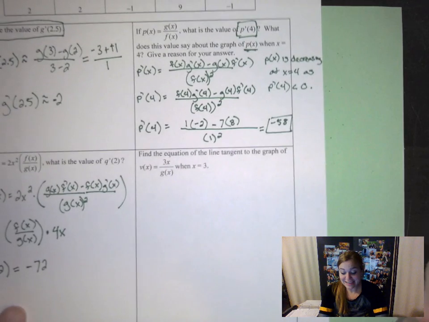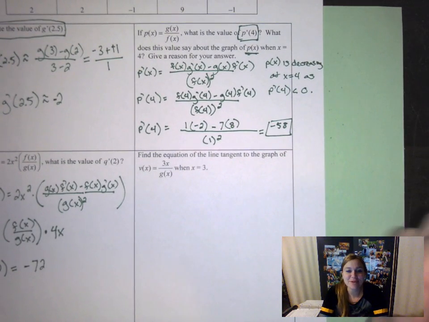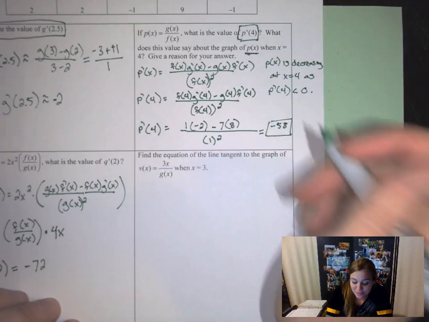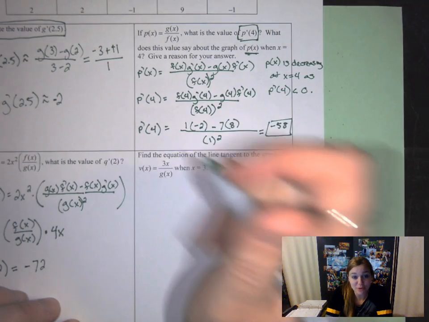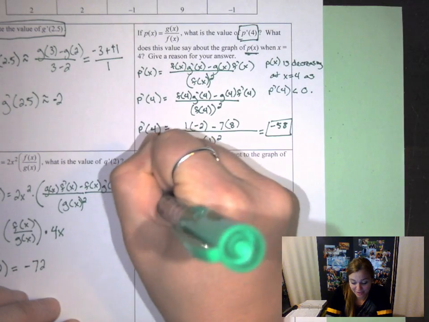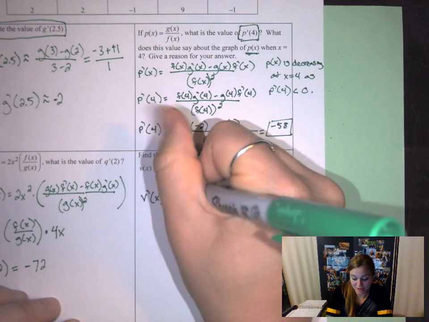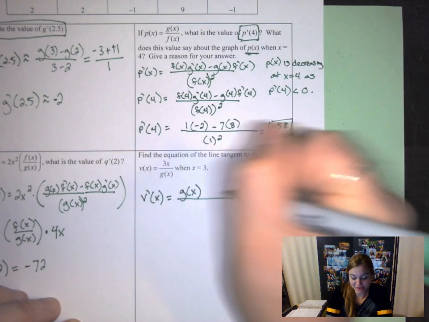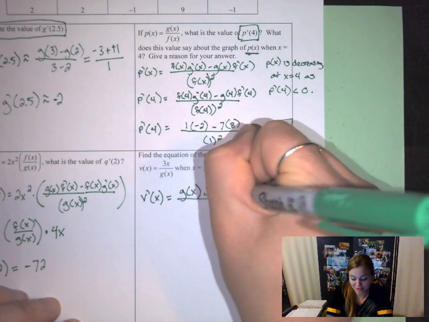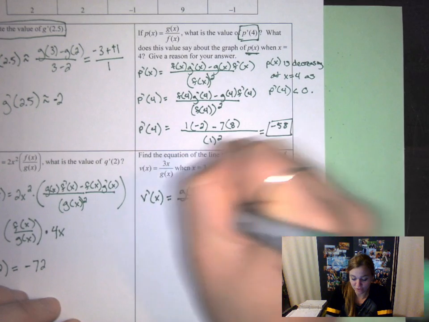Okay, on that fun note, let's go over here. Find the equation of the line tangent to the graph. We get to end with an old friend. In this one, we need two things: a slope and a point. To find the slope, we're going to use the quotient rule: bottom, which is g of x, times the derivative of the top, minus top times the derivative of the bottom, over the bottom squared.